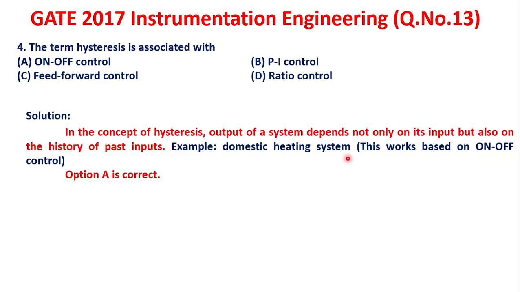Therefore, the output at any time depends on the input as well as the past output. That is why we say it is continuously checking feedback. So it is an on-off control, because the heater has to be switched on and off. Similarly, for the compressor, the compressing action should change. Therefore, continuous on-off control will take place. Therefore, hysteresis is associated with on-off control. So option A is the correct option.